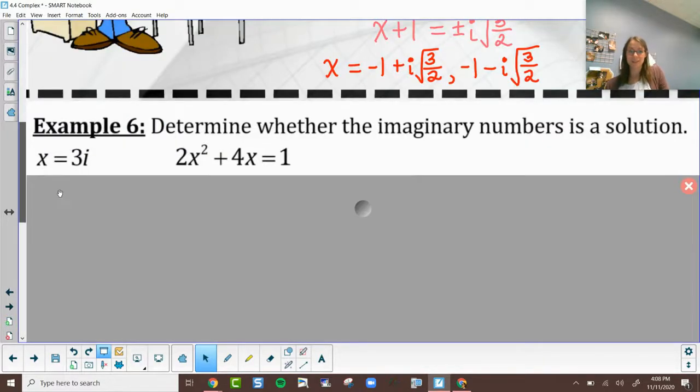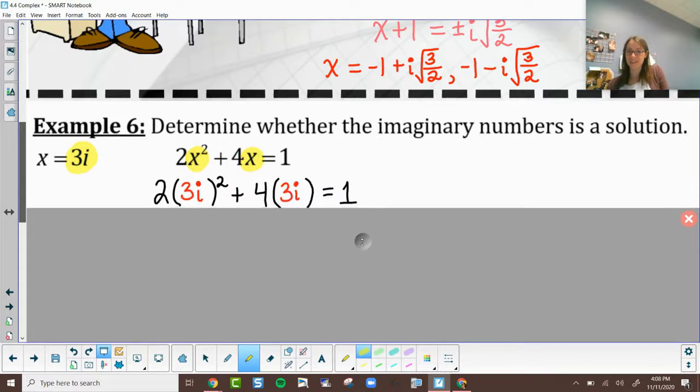All right, this next one's a little interesting because it's having you determine whether this is a solution. So normally what we would do is complete the square and try to solve, but I already have a possible answer. So all I have to do is substitute the x in and see, do I get a true statement or not? Do I equal 1 or is it something else? So I'm going to square this piece.